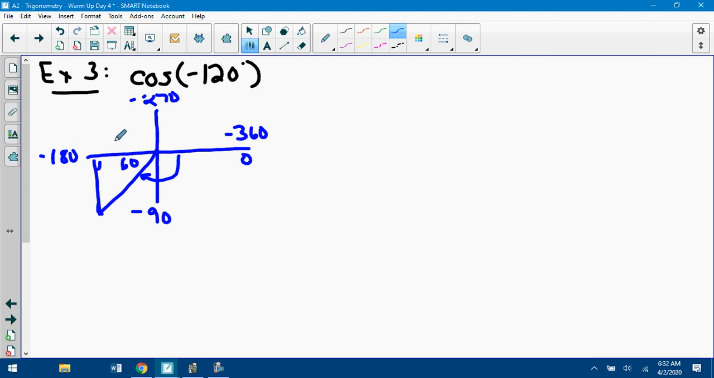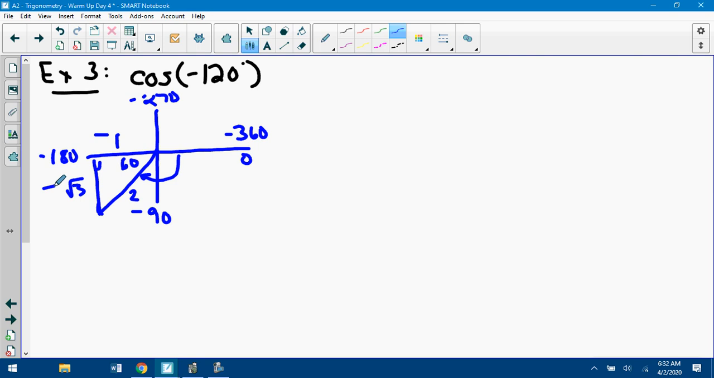What side's next to 60? 1. Hypotenuse of this is 2. Radical 3 is over here, because that'd be next to the 30, which is up here. Anything negative? The left is, and the down is.